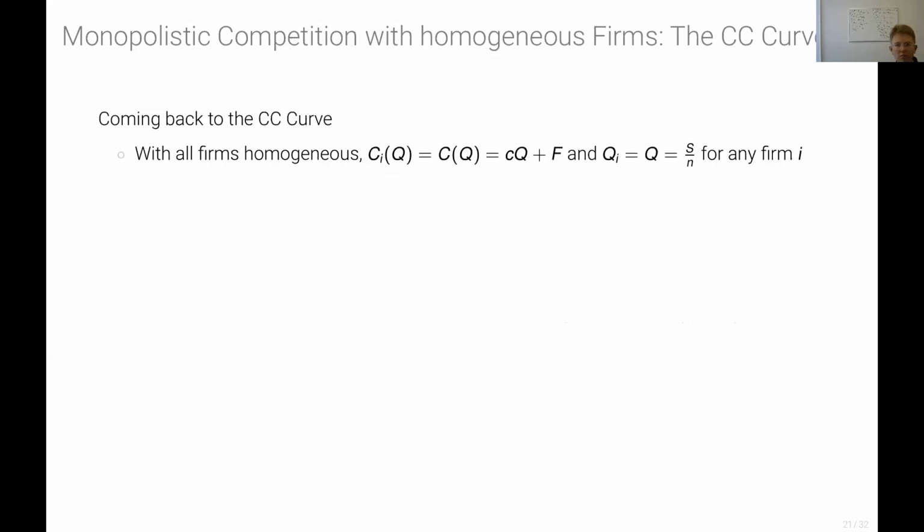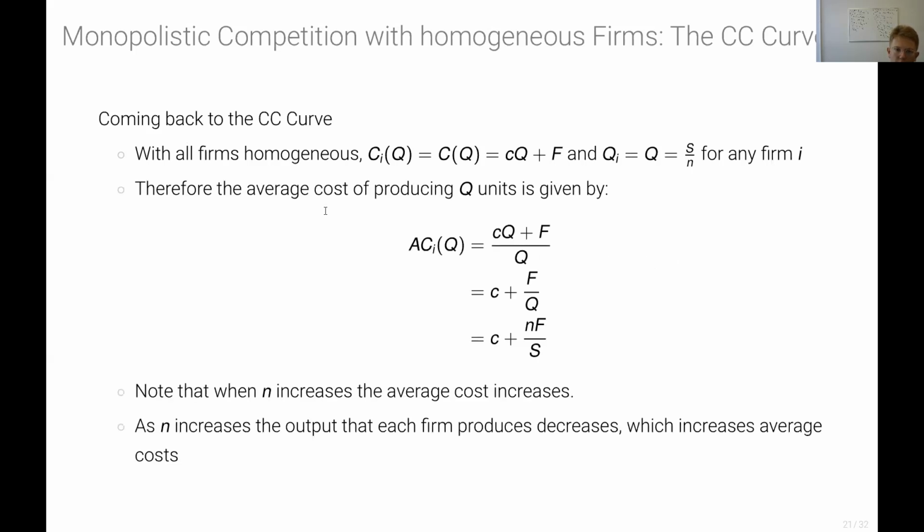Okay, so now let's come back to the CC curve. With all firms homogeneous, in our cost function we can get rid of all of the i's. So the cost function for each firm is the same for all firms, and it's just C times Q plus F. We've also said that each firm is going to produce the same quantity because they're homogeneous, and so Q_i is going to be equal to S over N for any firm i. The average cost is going to be the same as before: it's going to be C plus F over Q.